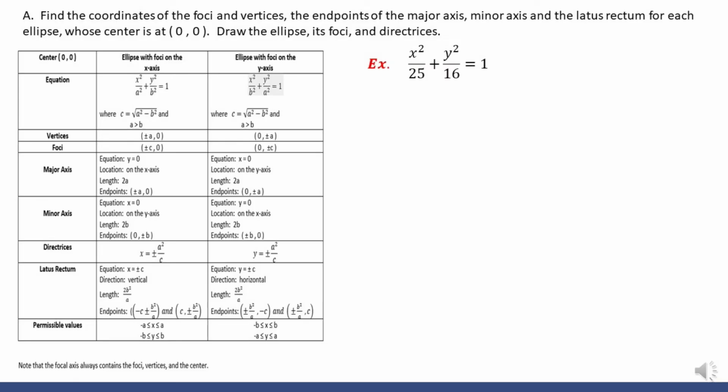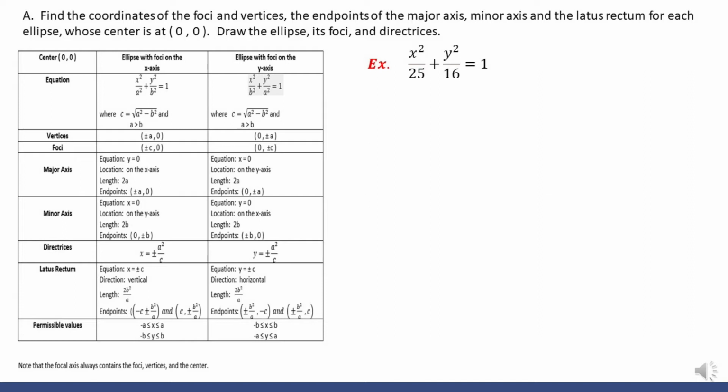Find the coordinates of the foci and vertices, the endpoints of the major axis, minor axis, and the latus rectum for each ellipse, whose center is at (0, 0). Draw the ellipse, its foci, and directrices. Given x squared over 25 plus y squared over 16 equals 1.